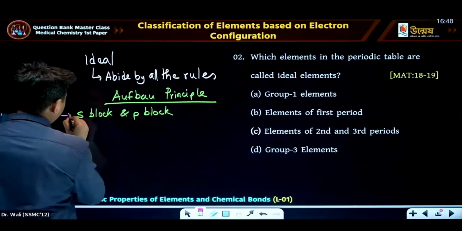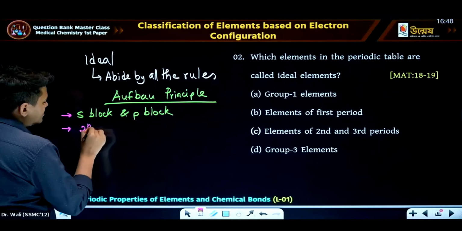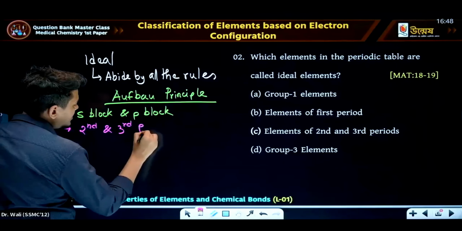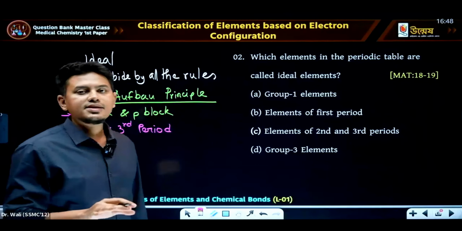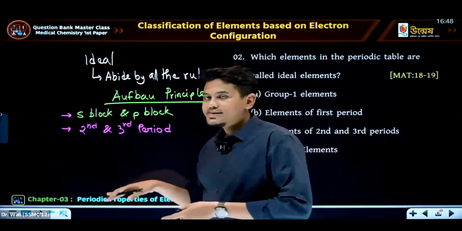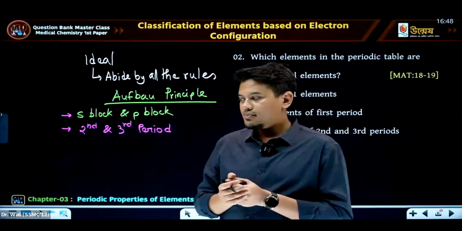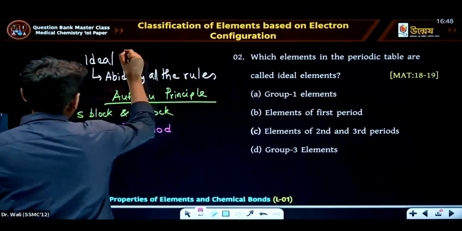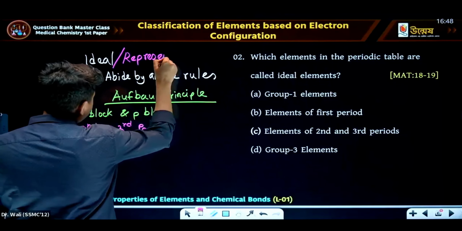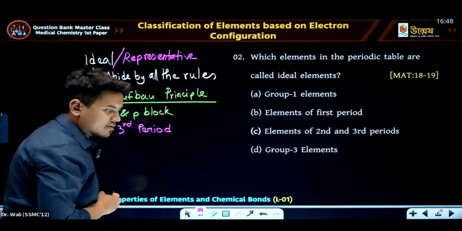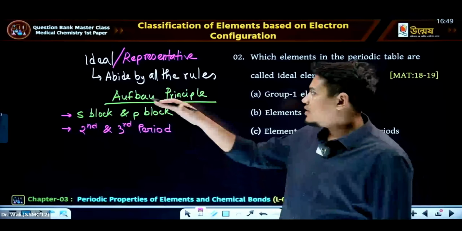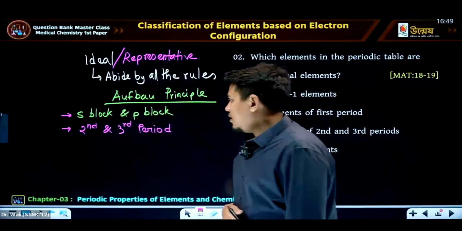Moreover, we can see that our second and third periods only contain S block and P block elements. That's why we can also state that second and third period elements are ideal. Those who are ideal can also be labeled as representative. So you may find a question as which are called ideal elements. You may also find a question as which can be called representative elements.